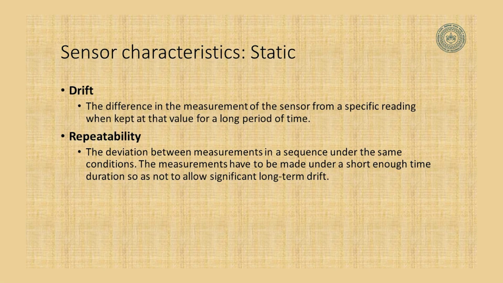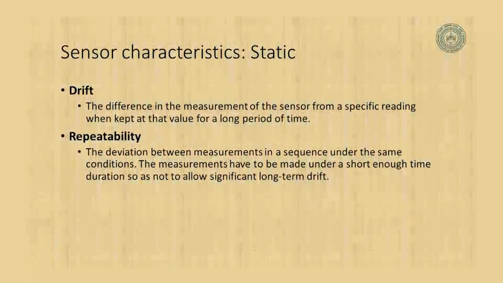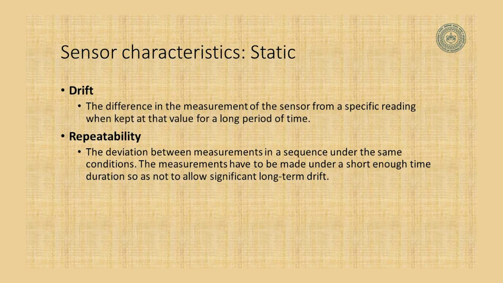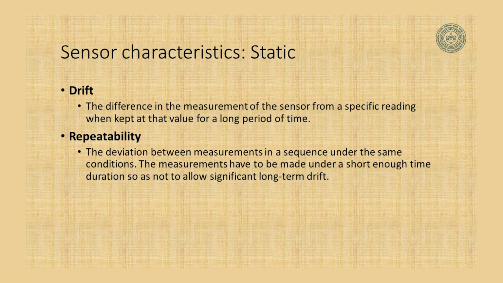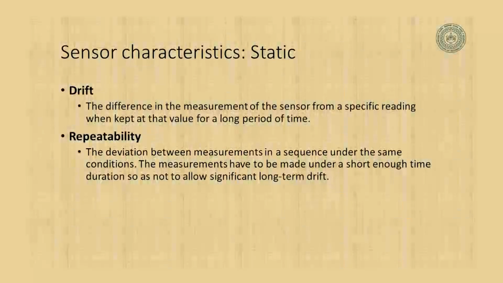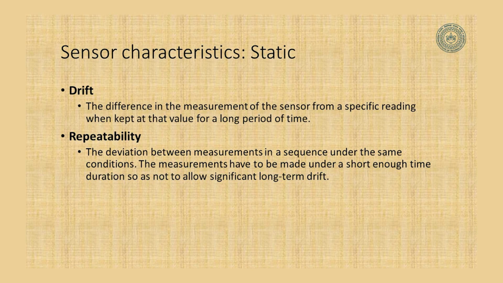So, deviation in this case, let us say, was 0.1. So, then the repeatability is 0.1. But these are not measurements taken after a long term. They have to be done quickly one after the other. So, that is the difference between repeatability and drift.